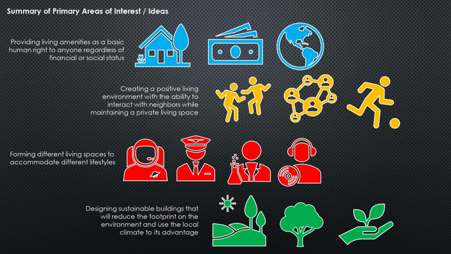Coming full circle, we come back to the primary areas of interest, and we took a look at what was intended for the project, and we see that we did in fact provide living amenities as a basic human right. We did create a positive living environment with the intent on helping people interact with one another. We did create a place for people to use a space regardless of their status and lifestyle. And we created a sustainable building that will reduce the footprint on the environment.